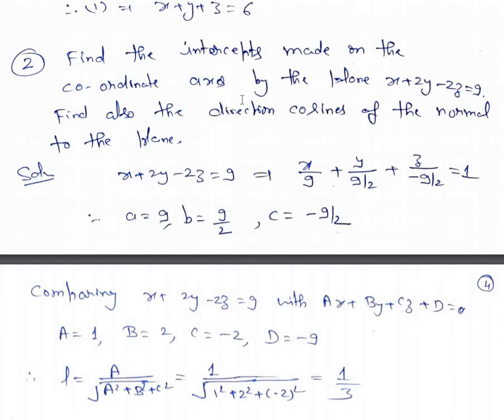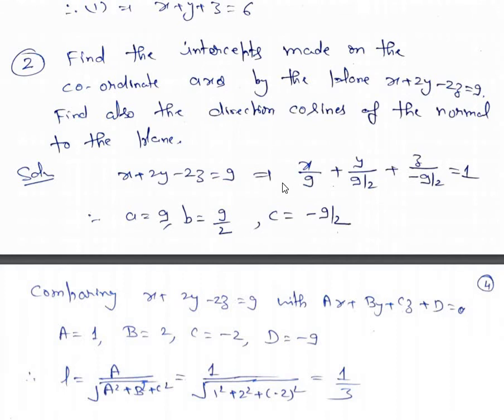Find the intercepts made on the coordinate axis by the plane x plus 2y minus 2z is equal to 9. This is the first part. Then in the second part we have to find out direction cosines of the normal to the plane. So let's change this equation of the plane into the intercept form.